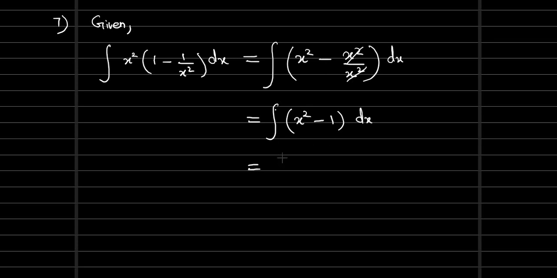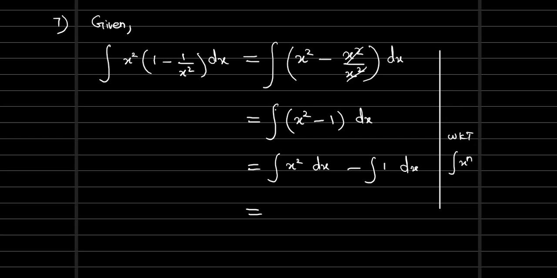Now each term separately we can proceed with the integral. So integral x square dx minus integral 1 dx. So using the x power n formula, what is it? We know that integral x power n is, whatever we have in the power, we need to add 1 to that, x power n plus 1, and the same power has to be repeated in the denominator. So x power n plus 1 by n plus 1 is the formula for integral x power n, plus c. Since it's an indefinite integral, we need to put plus c.